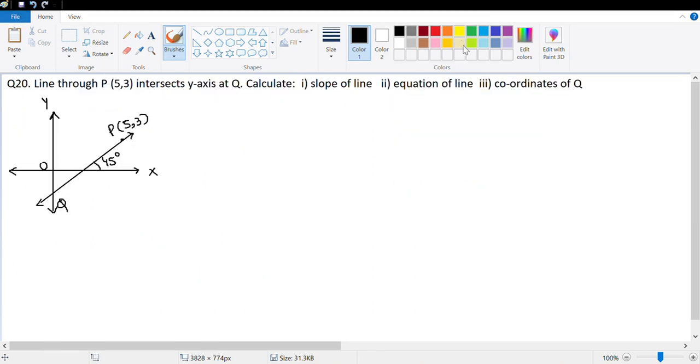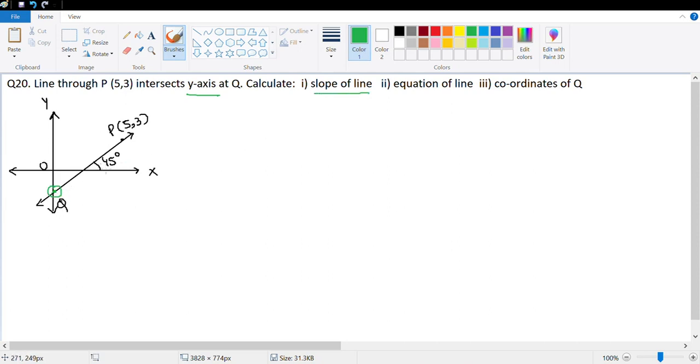The next homework question was question number 20. It says the line through P intersects x-axis at Q. In fact, it intersects y-axis at Q. Perfect. That's why I was surprised. I was reading the question wrong. It intersects the y-axis at Q, which is this point here. Calculate the slope of the line.